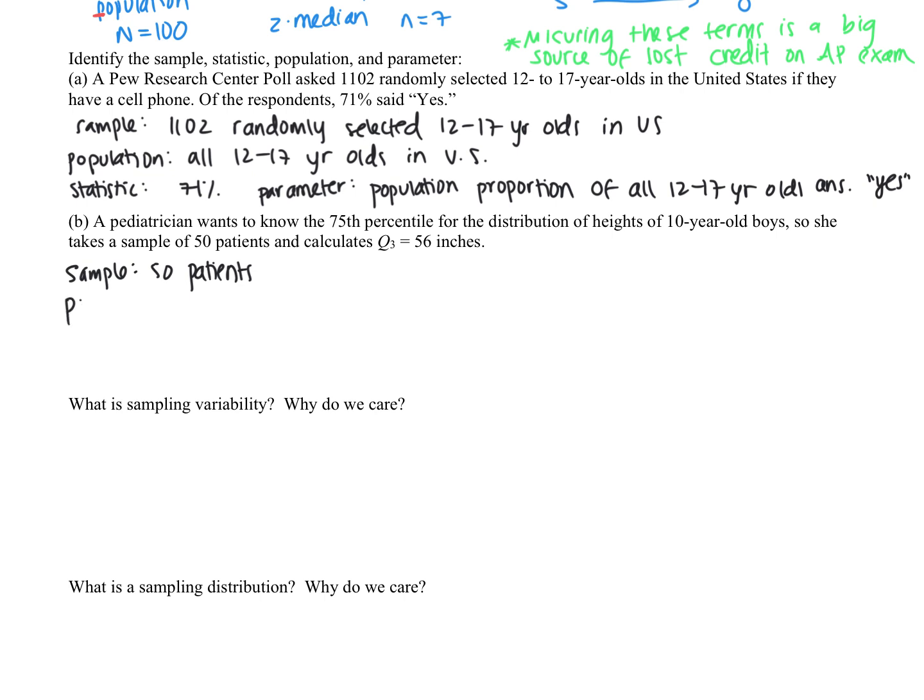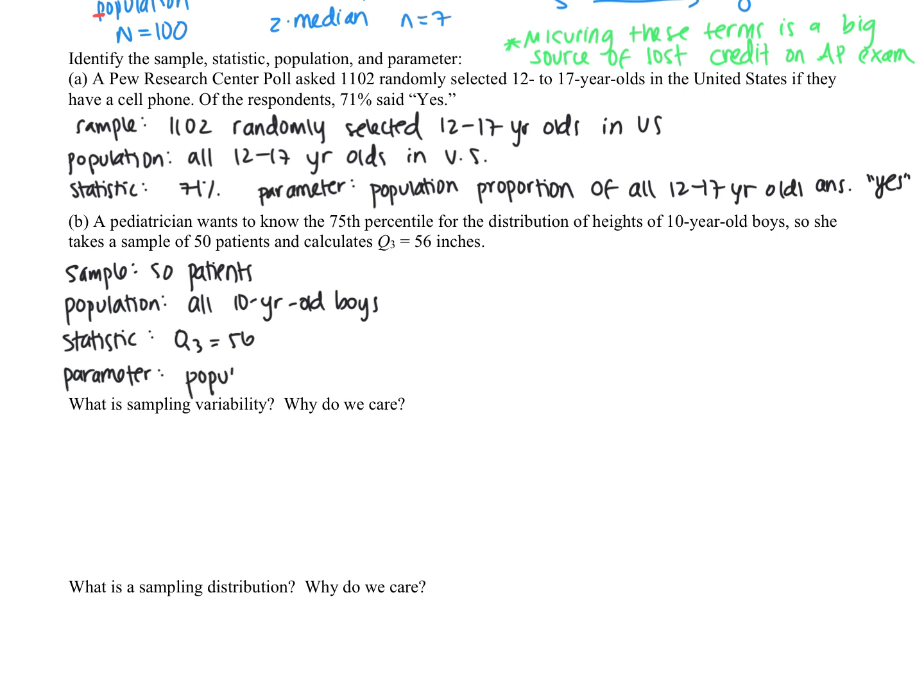Adam, what is the population then? All 10-year-old boys. Okay, great. Jessica, can you tell me either the statistic or the parameter? Okay, so the statistic is that Q3, which is 56. And then Sophie, finish it out. What is the parameter? The population portion of all 10-year-old boys.